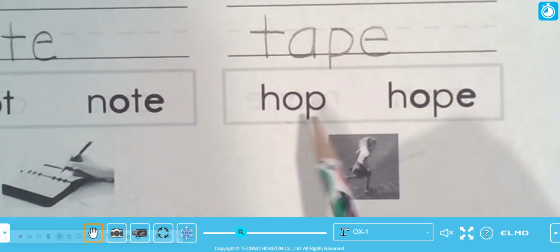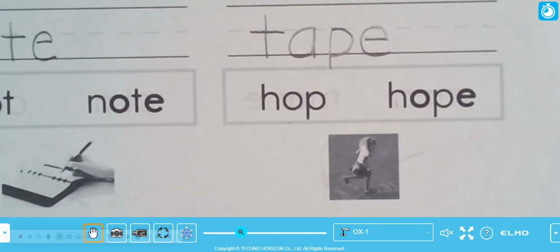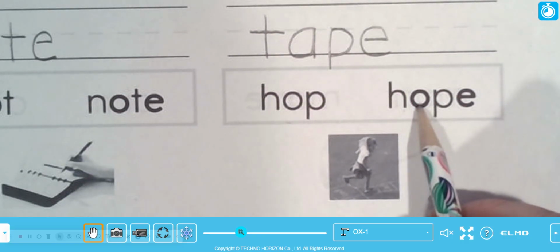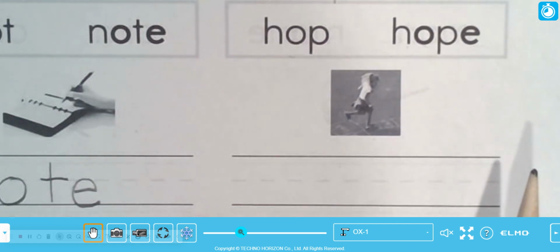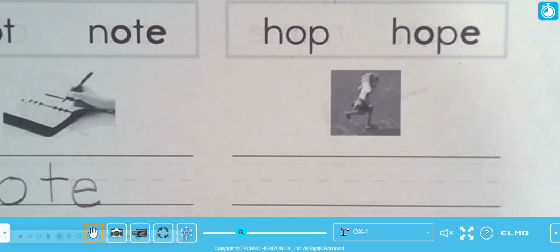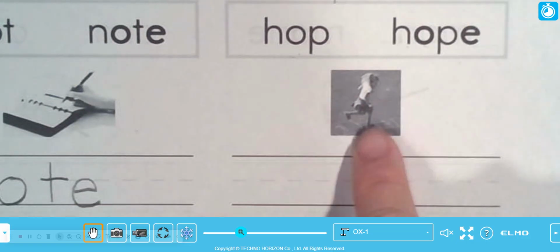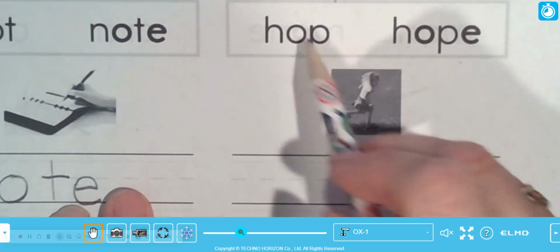Do you know what word this is? It's the word hop, right? Do you think you could read this word? It's the word hope. Hope. So which word goes with this picture? Hop or hope? Hop, right? Look, she's hopping on her leg. Hop. She's playing hopscotch. So let's write down hop here.